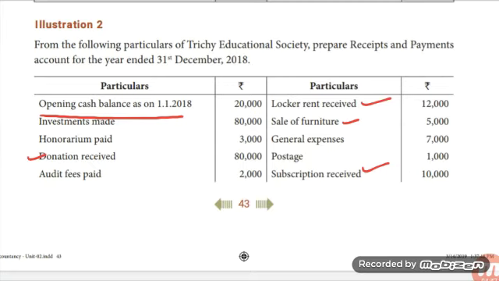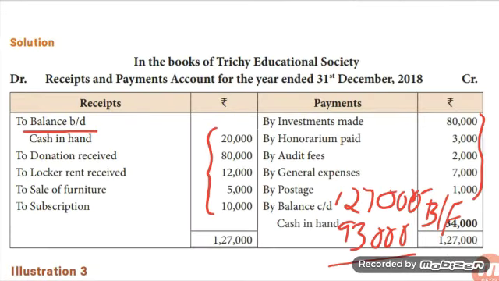Then come to the credit side. Enter payments on the credit side. Investment made. Children, I already told you, sale of investment is receipt. Investment made means payment. Okay, enter on the credit side. By investment 80,000. By honorarium paid 3,000. By audit fees 2,000. By general expenses 7,000. By postage 1,000. Now we entered all receipts on the debit side, all payments on the credit side.